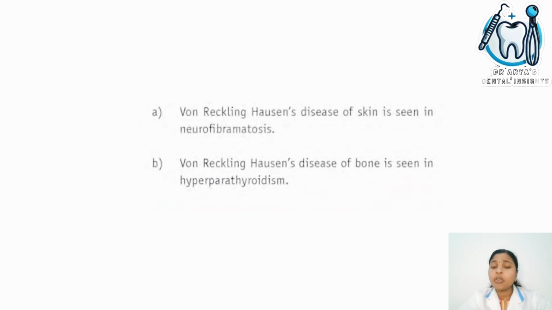So, von Recklinghausen's disease of skin is seen in neurofibromatosis, whereas von Recklinghausen's disease of bone is seen in hyperparathyroidism.